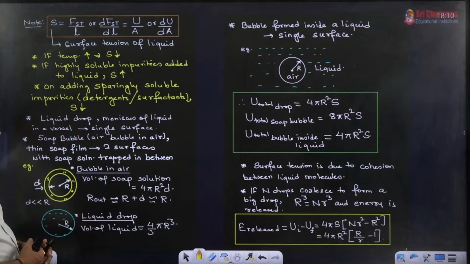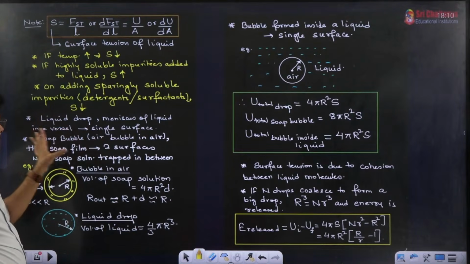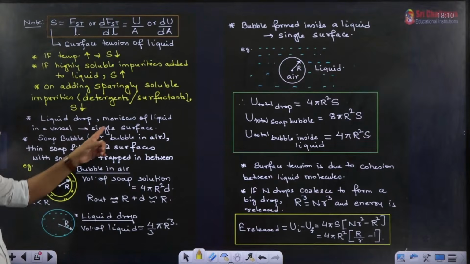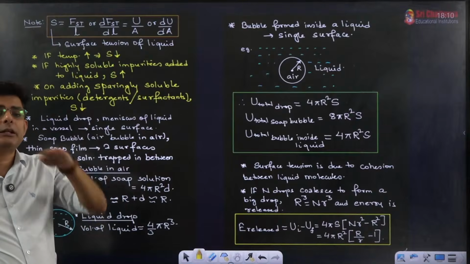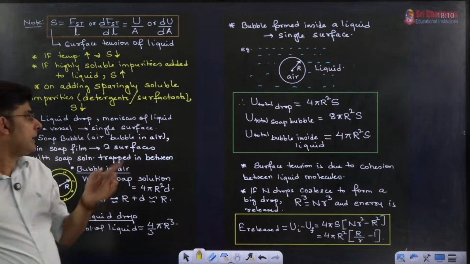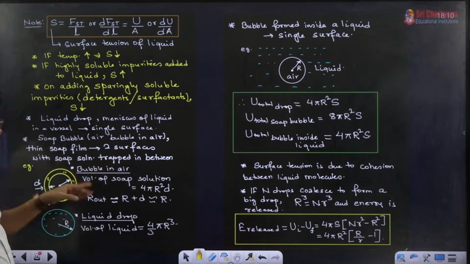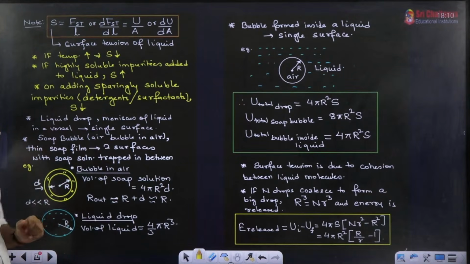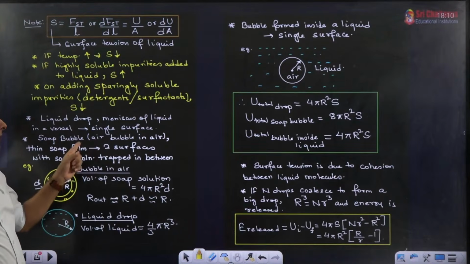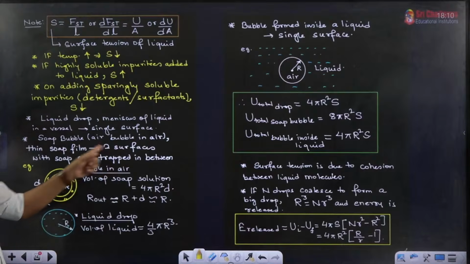So liquid drop and meniscus, these are important points. A liquid drop and the meniscus of a liquid in a vessel all have a single surface. When you pour liquid in a vessel, the top surface is the meniscus. That meniscus has a single surface, with liquid below it. A liquid drop has a single surface enclosing the entire liquid. A soap bubble is an example of an air bubble formed in air. It has two surfaces. A soap film also has two surfaces.